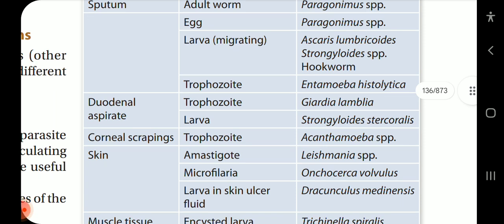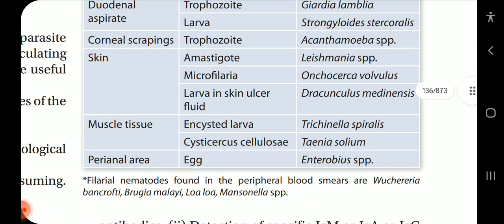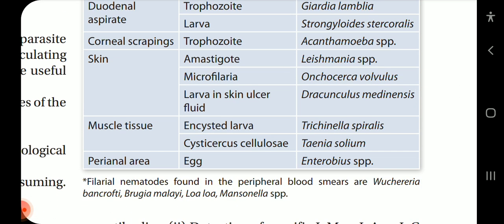And trophozoite is seen in Entamoeba histolytica. In duodenal aspirate, trophozoite is seen in Giardia lamblia and larva is seen in Strongyloides stercoralis. In corneal scraping, trophozoite is seen in Acanthamoeba species. In skin, amastigote is seen in Leishmania species, microfilaria is seen in Onchocerca volvulus, and larva in skin ulcer fluid is seen in Dracunculus medinensis. In muscle tissue, encysted larva is seen in Trichinella spiralis, and cysticercus cellulosae is seen in Taenia solium, while in perianal area, egg is seen in Enterobius species.